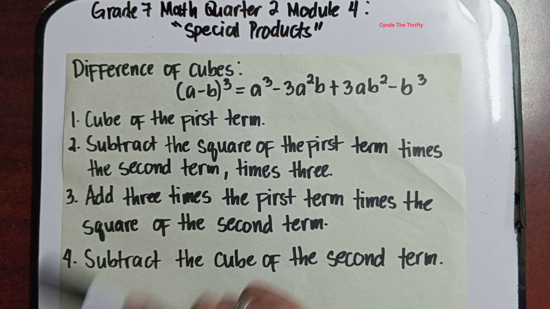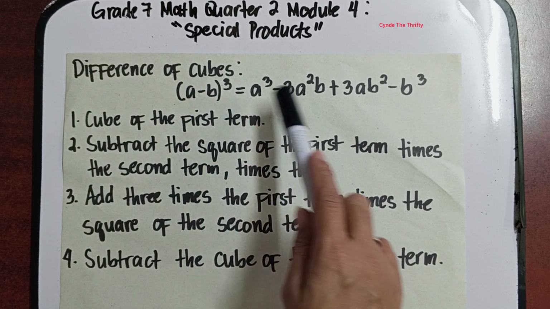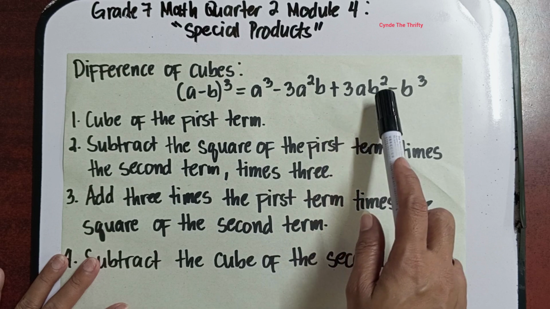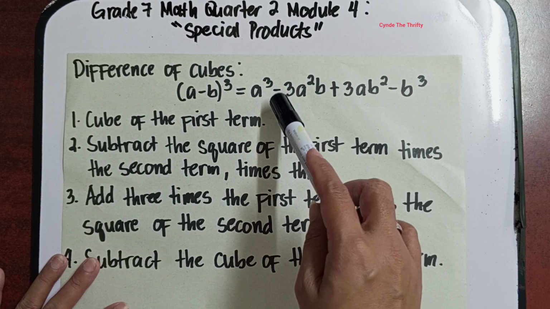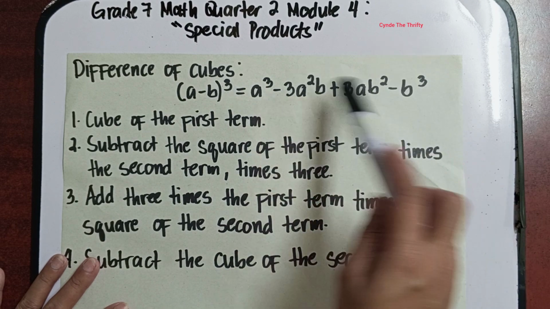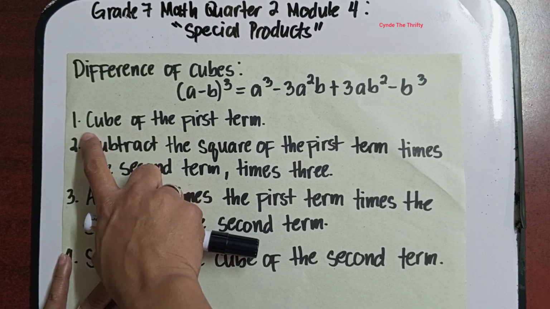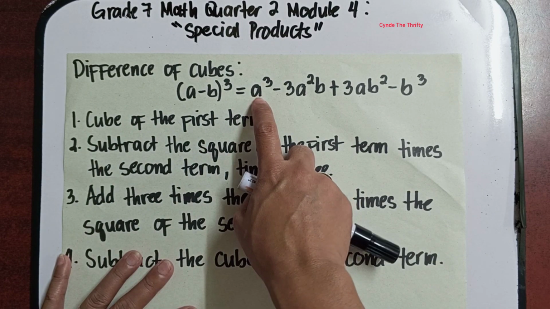So, ang formula natin, (a minus b) cube is equal to a cube minus 3a squared b plus 3ab squared minus b cube. Okay, so ang difference lang talaga is ang second term at ang last term natin ay subtraction ng ating operation. Okay, so ito yung steps. Number 1, cube of the first term. So, i-cube natin ang first term.